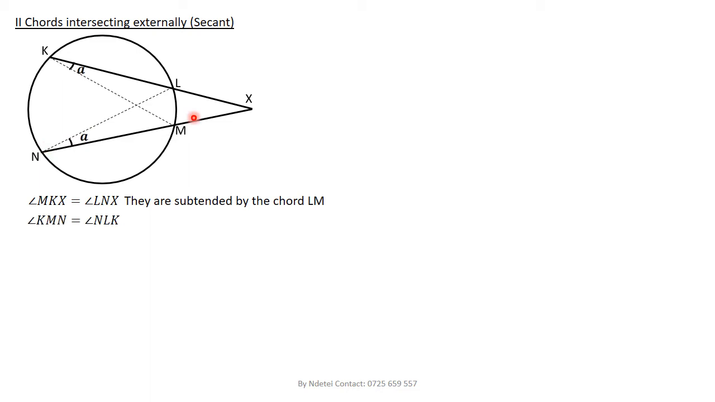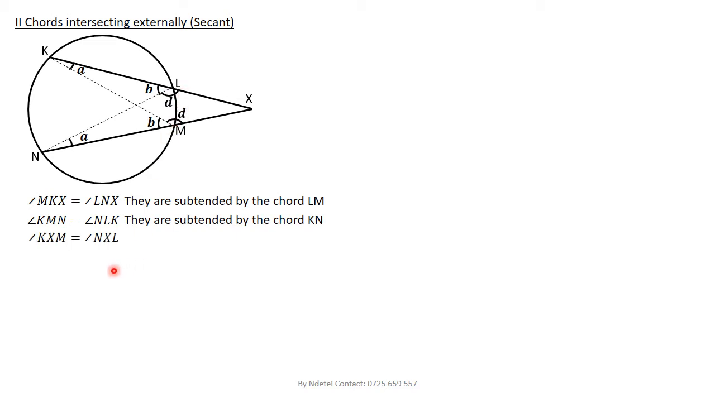We label them A, and we have the angle KMN and NLK, which also are equal because they are subtended by the same chord KN. The chord KN subtends the angle at L, and subtends also the angle at M, and they should be equal. We label them B, and that means the remaining part of that straight line KX and NX, this angle here, we can label it D, both of those.